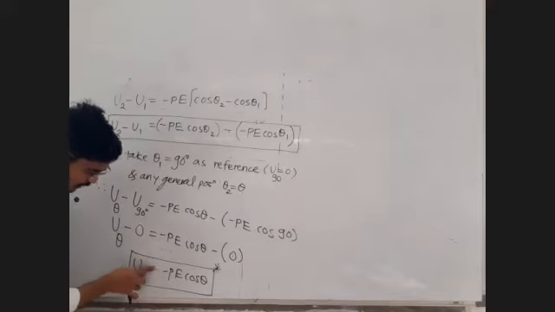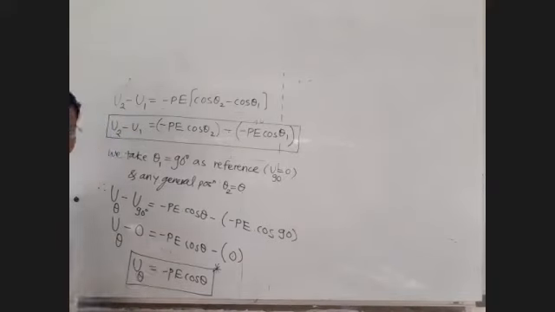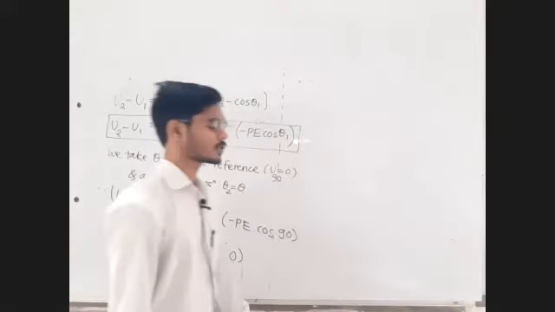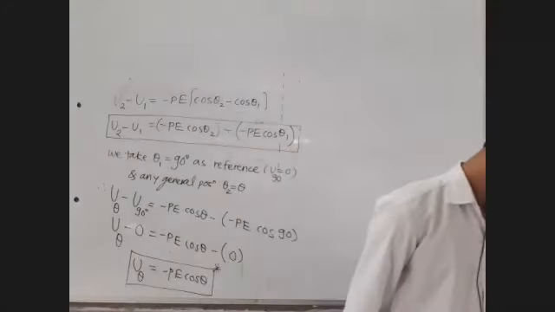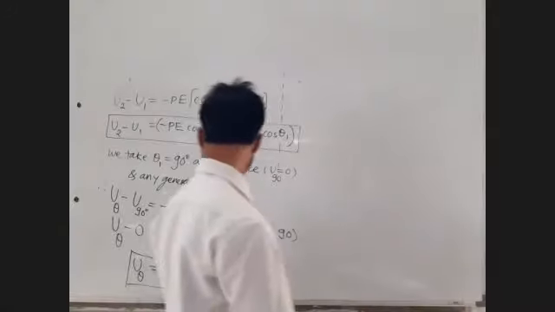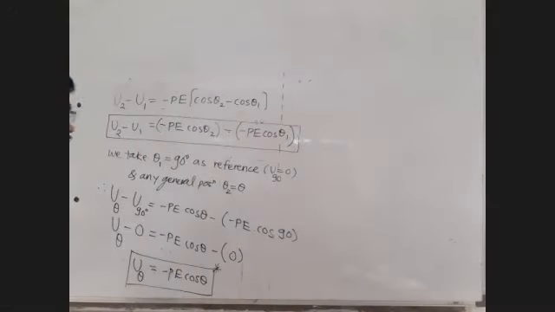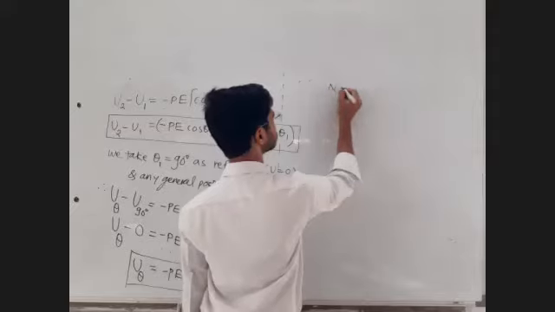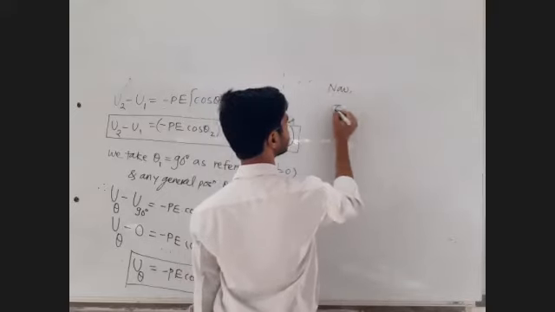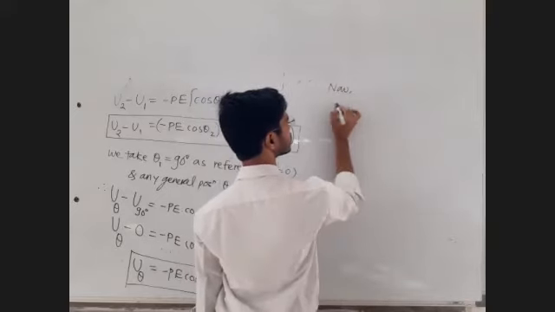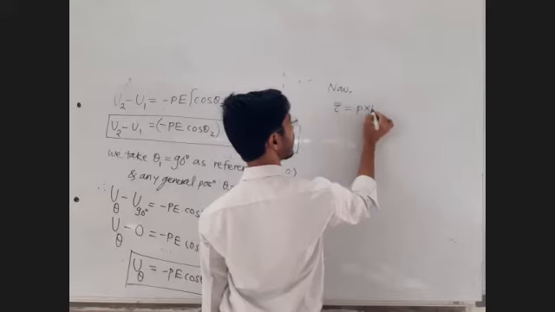Potential energy is a scalar quantity. Okay, energy is a scalar quantity. All right, fine sir. Next, now we know the torque acting on the dipole, tau bar, is equal to P bar cross E bar.